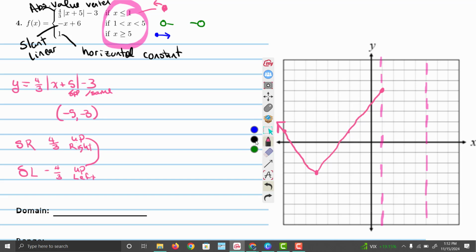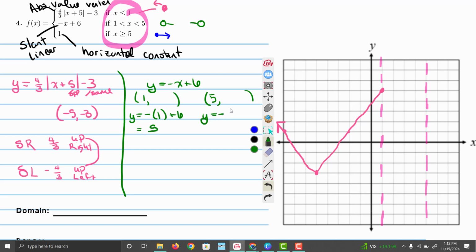So now let me graph the middle one, which is my linear graph. So it's y is equal to -x plus 6. And so I'm going to plug in two different points. I'm going to have one where I have an x at 1 and one where I have an x at 5. And so y equals -1 plus 6. So -1 plus 6 is 5. And so I have y is equal to -5 plus 6.